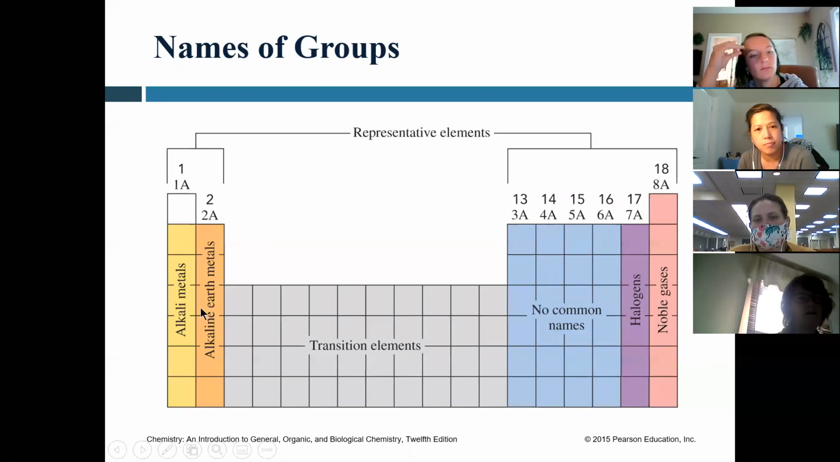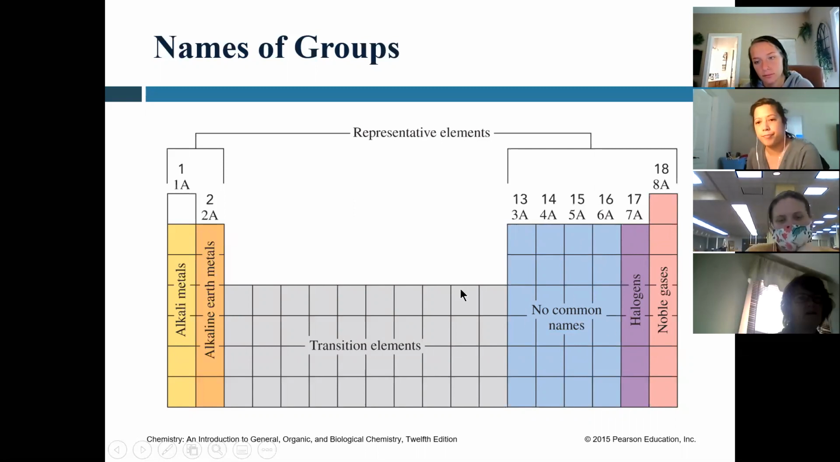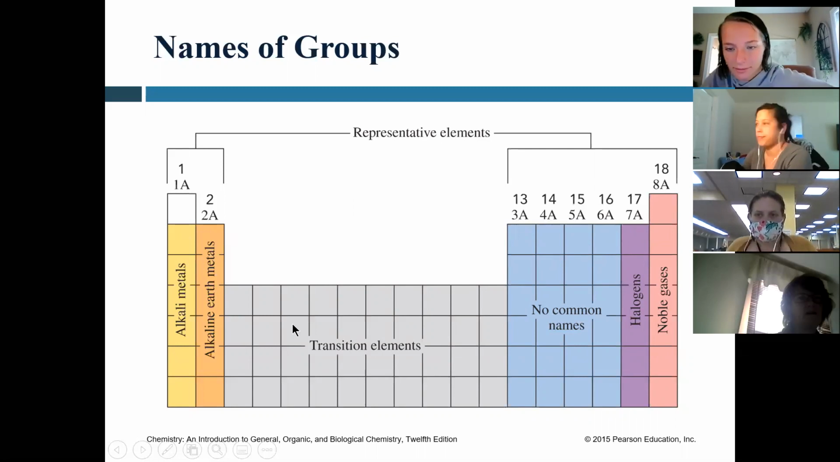So we've got the alkali metals, the alkaline earth metals, and transition metals. No common names. They do have common names, like we've got the chalcogens, but we're not going to use that. But you do need to know the halogens and the noble gases, alkali metals and alkaline earth metals. Again, these guys with the pretty colors have much more predictable properties than these guys in the middle.